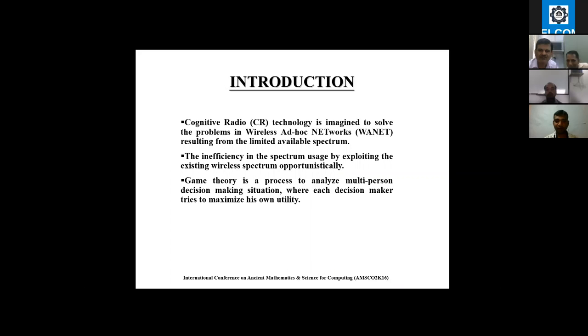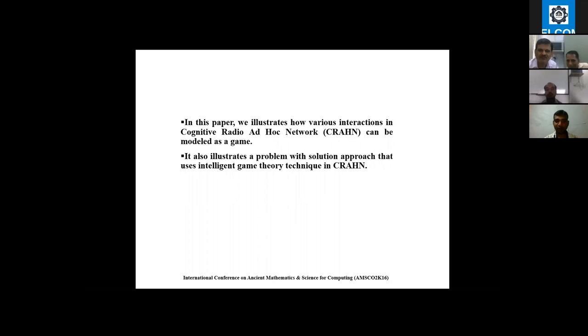Introduction. Cognitive radio technology is imagined to solve the problem in wireless ad hoc network resulting from limited available spectrum, and the inefficiency in spectrum usage, by exploiting the existing wireless spectrum opportunistically. Game theory is a process of analyzing multi-person decision-making situations where each decision maker tries to maximize his own utility. In this paper, we illustrate how various interactions in a cognitive radio ad hoc network can be modeled as a game. It also illustrates a problem with a solution approach that uses intelligent game theory techniques in cognitive radio network.